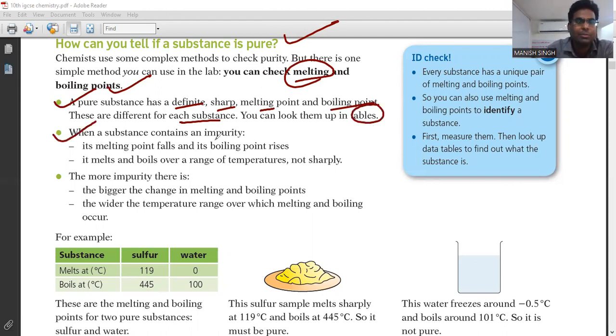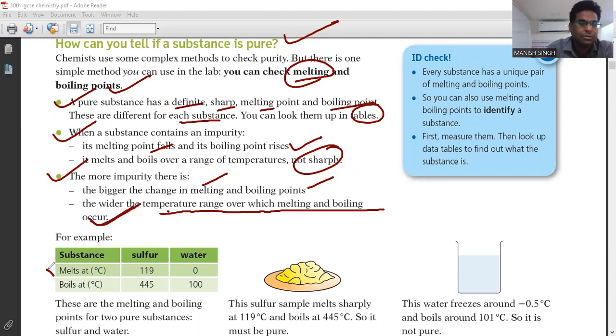When a substance contains an impurity, its melting point falls and its boiling point rises. It melts and boils over a range of temperatures, not sharply. The more impurity there is, the bigger the change in melting and boiling point, and the wider the temperature range over which melting and boiling occur. Look at sulfur, which melts at 119 degrees Celsius, and water at 0. Water boils at 100 degrees Celsius and sulfur at 445. This is the table which gives the melting and boiling points of sulfur and water.